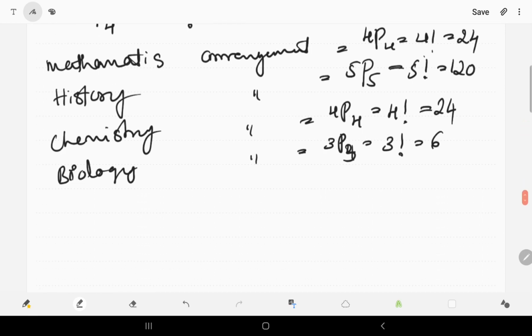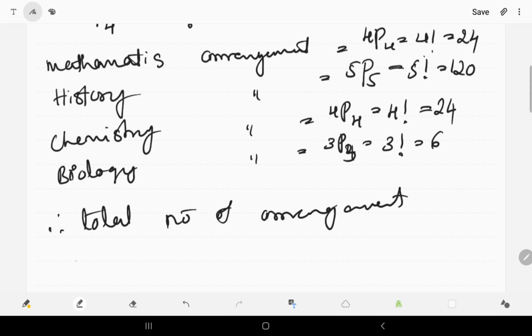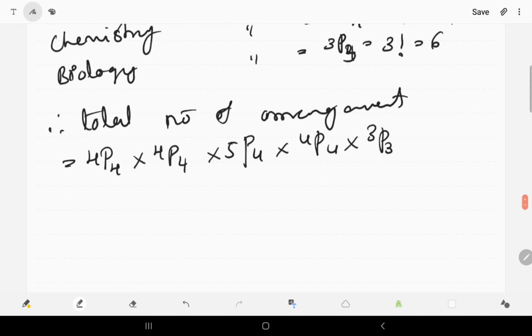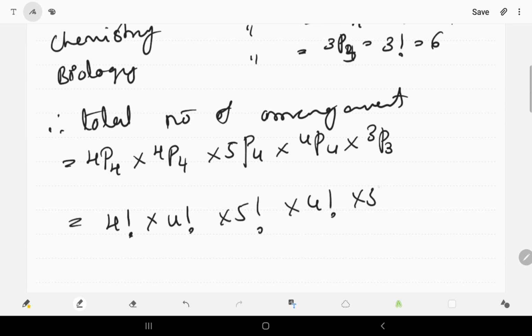Okay, hence the total number of arrangements is equal to 4P4 into 4P4 into 5P5 into 4P4 into 3P3, that is equal to 4 factorial into 4 factorial into 5 factorial into 4 factorial into 3 factorial ways. Okay, this is a way of solving the permutation. Okay, thank you.